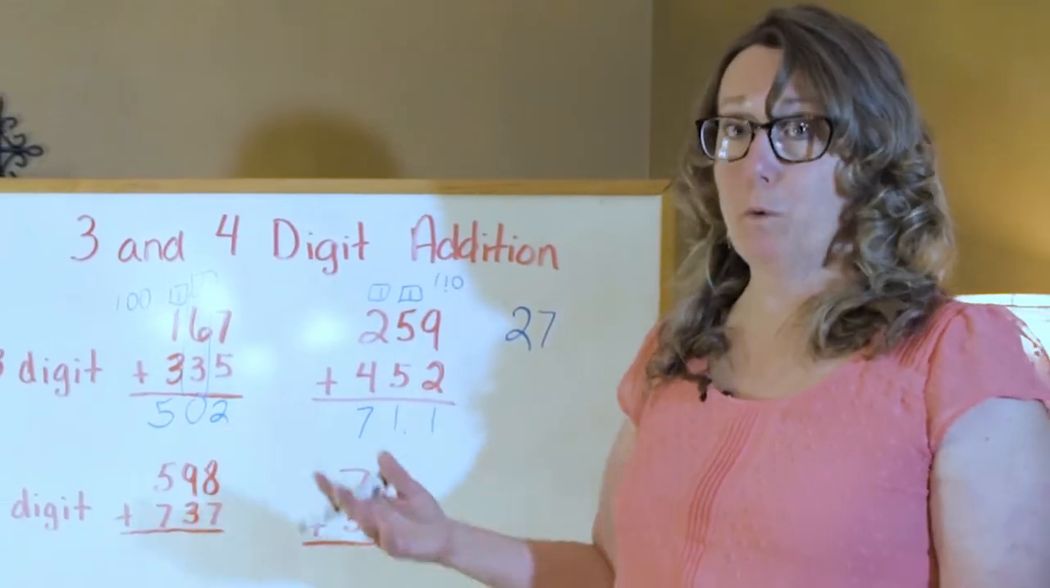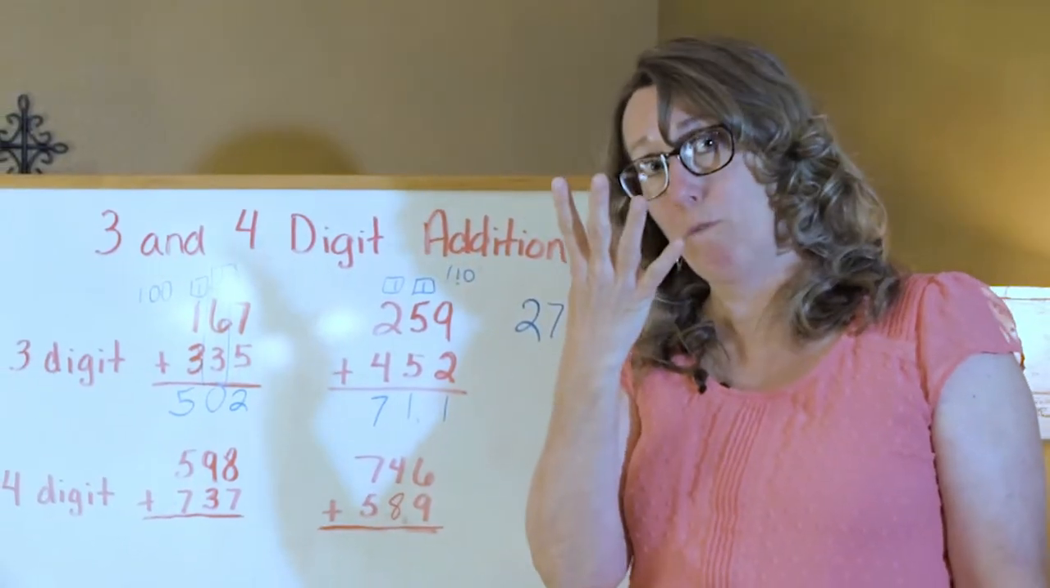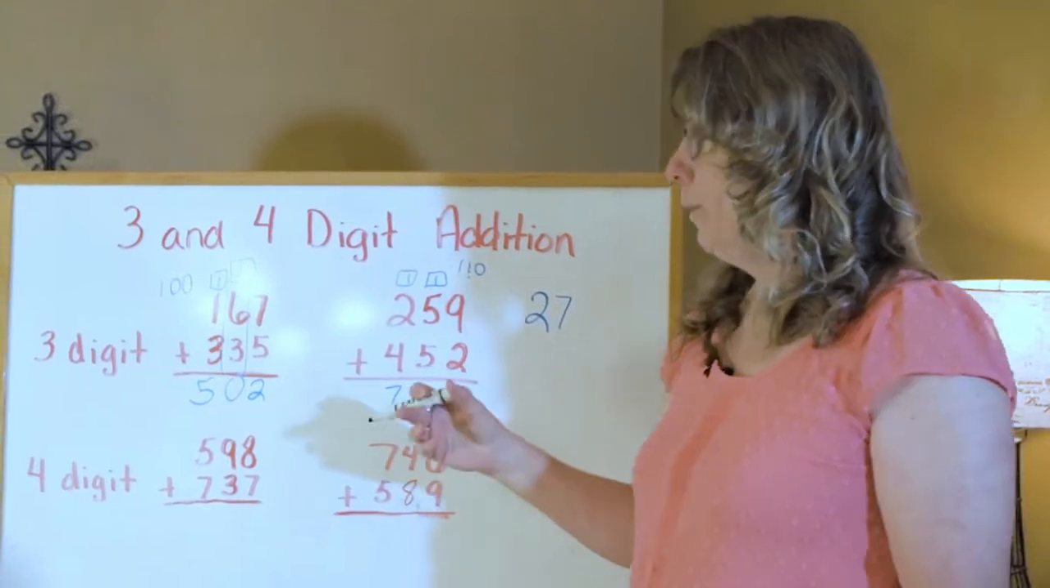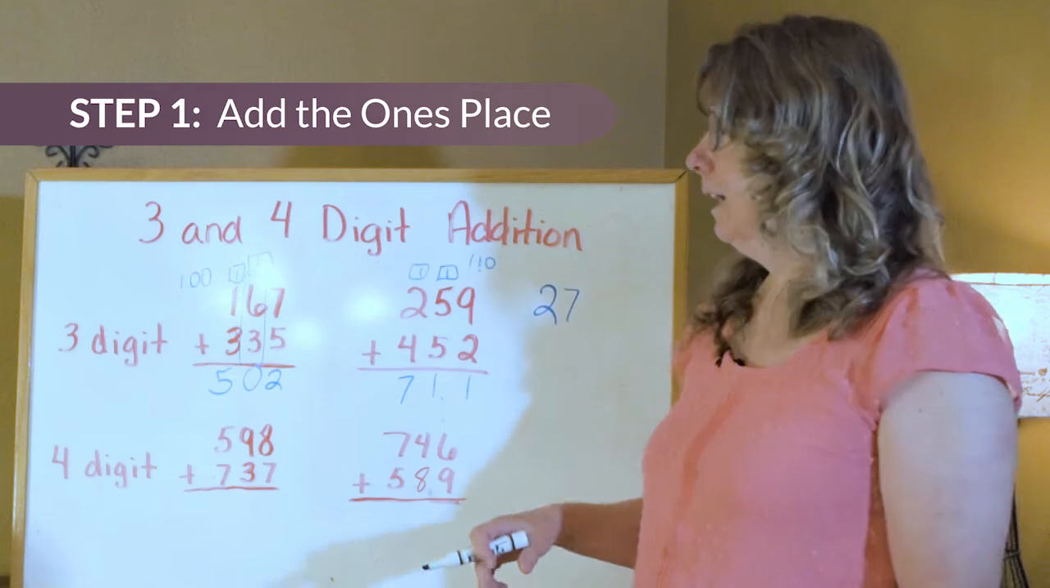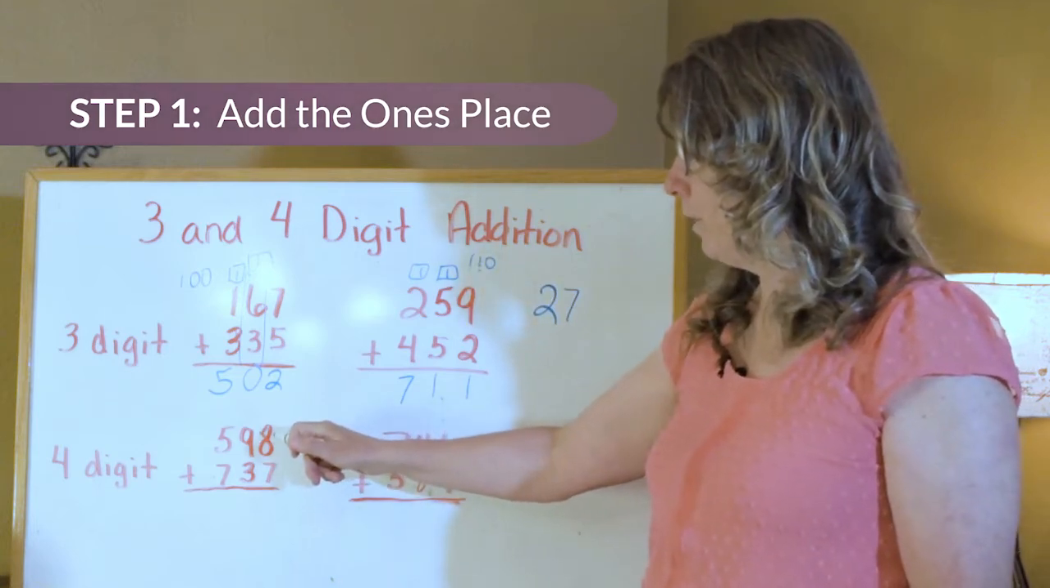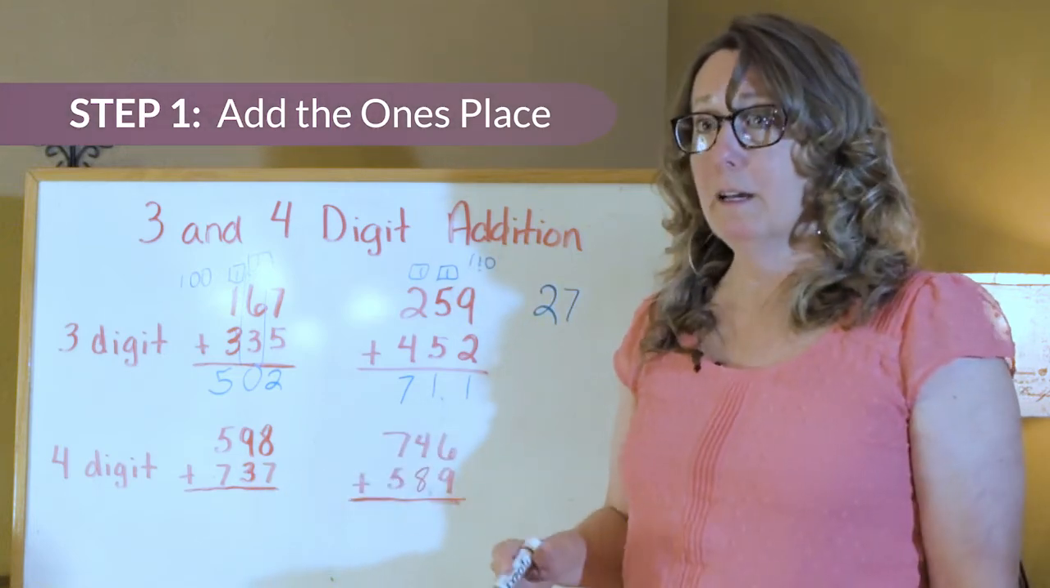Now we're going to go on to 4 digits. Of course, we're going to have numbers that have 4 digits in them. So steps are the same. We're going to start with the ones place. So we're going to add first, of course, our 8 plus 7.